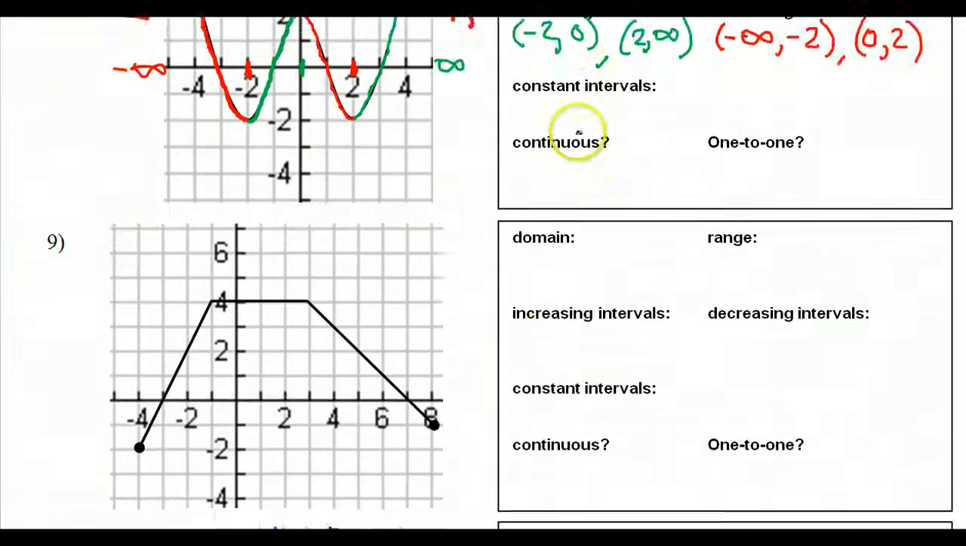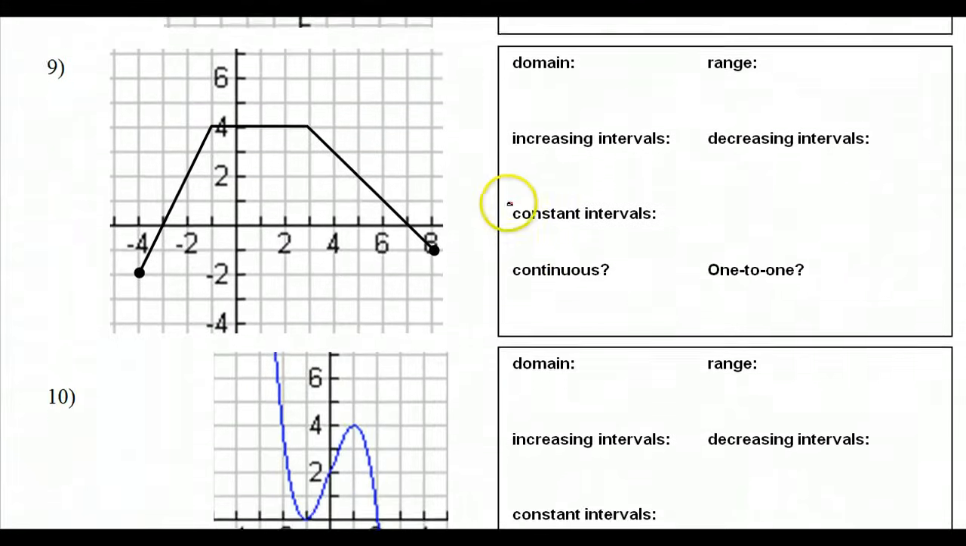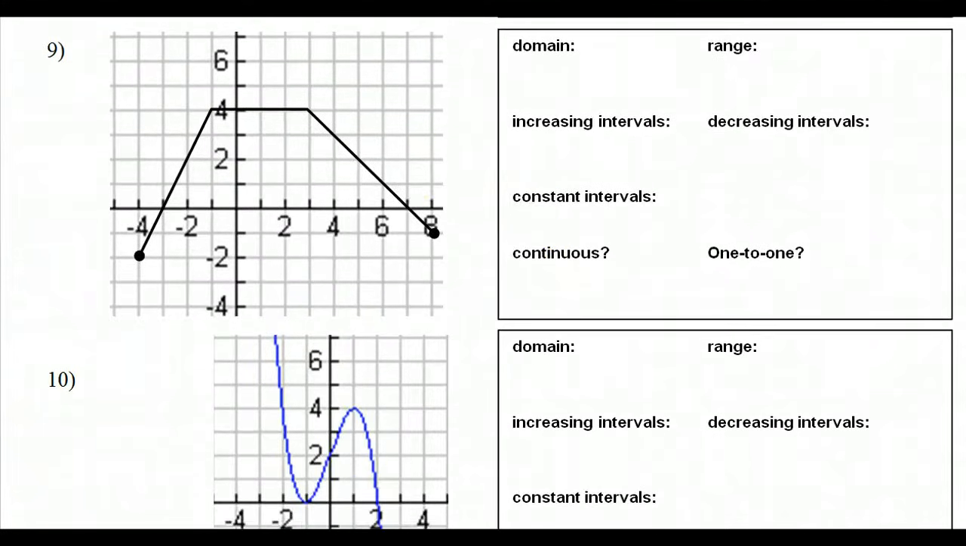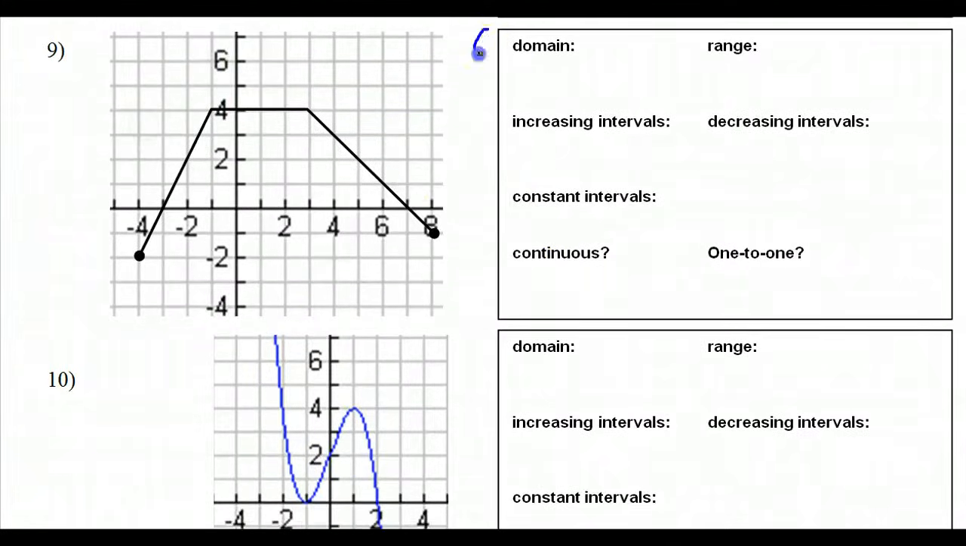Okay, let's do one more. Did I say one more? I meant two more, but I'm going to go faster this time. Okay, so the domain. The domain is the x values. That's how far left and how far right it goes. So to the left, it goes to negative 4.